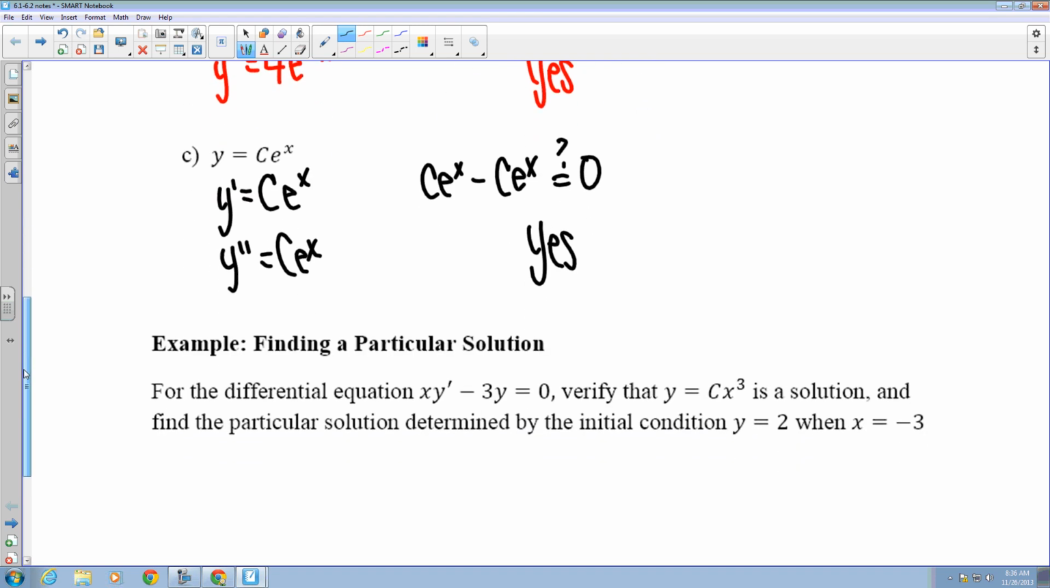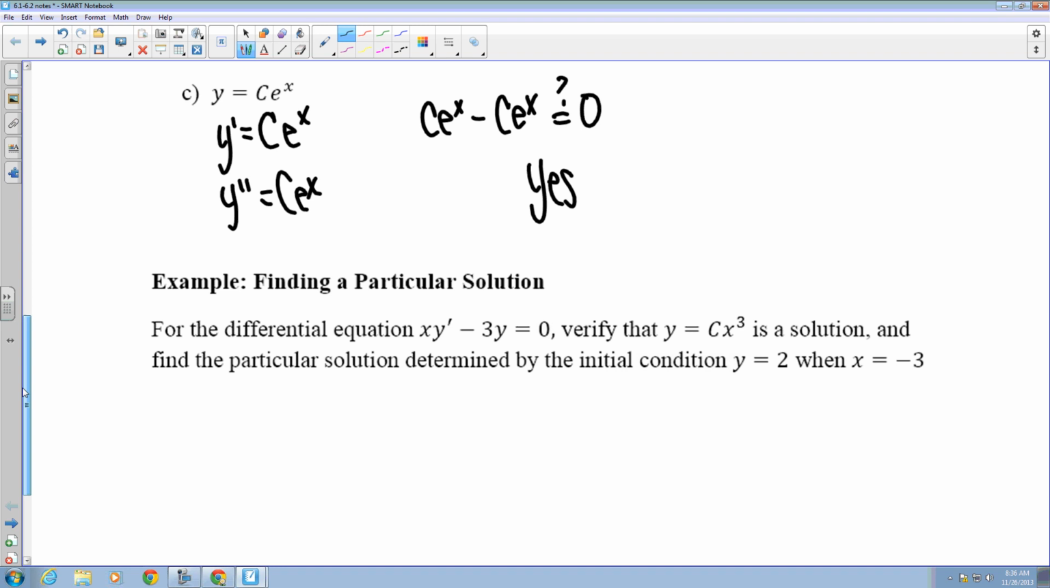Okay, now we're going to find a particular solution to a specific c. We have a differential equation x y prime minus 3y equals 0. Verify that y equals c x to the third is a solution, and find the particular solution determined by the initial condition y equals 2 when x is negative 3.